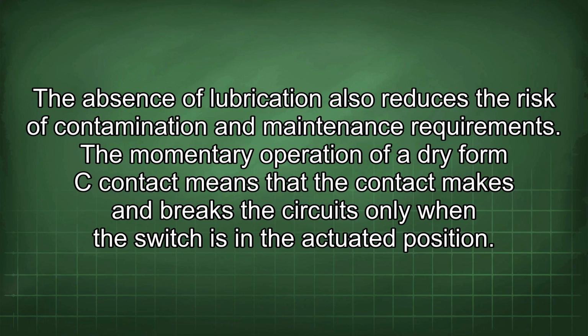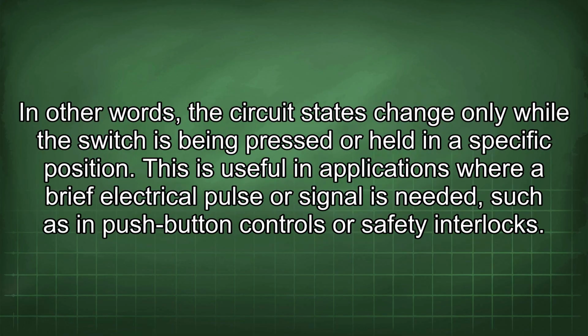The momentary operation of a dry form C contact means that the contact makes and breaks the circuits only when the switch is in the actuated position. In other words, the circuit states change only while the switch is being pressed or held in a specific position. This is useful in applications where a brief electrical pulse or signal is needed, such as in push-button controls or safety interlocks.